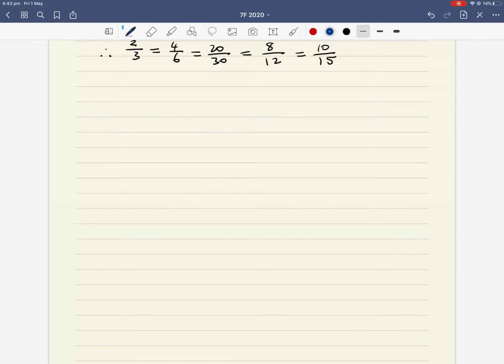All right, now let's look at example 2. Example 2, the verb, the doing word, is to simplify. Simplify means look at your fractions and keep dividing top and bottom until there's no more common factors. So for part A, we want to simplify 12 over 20.